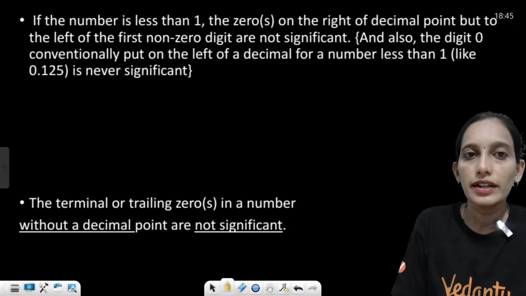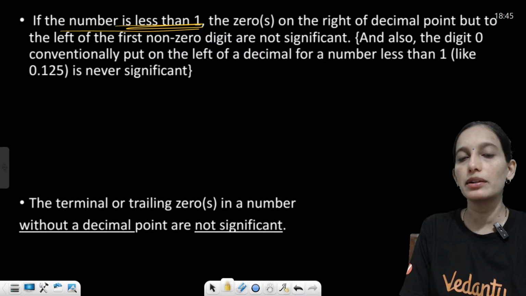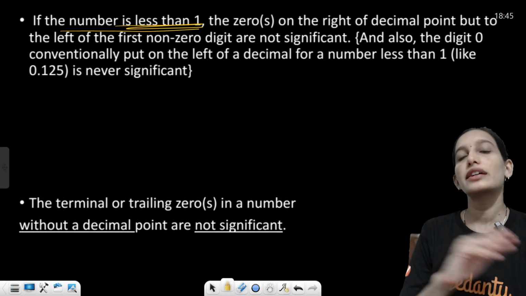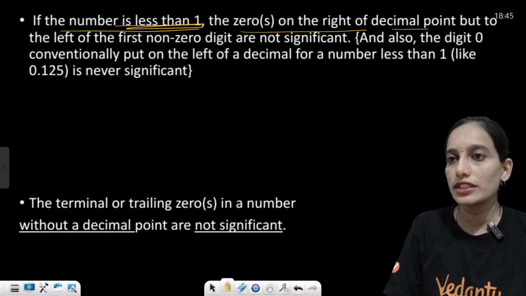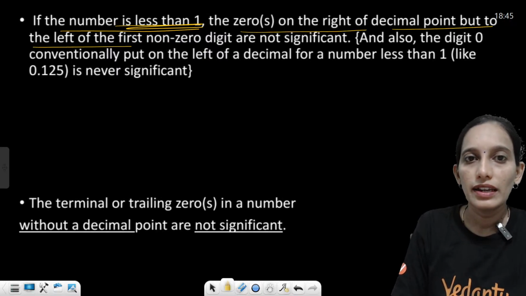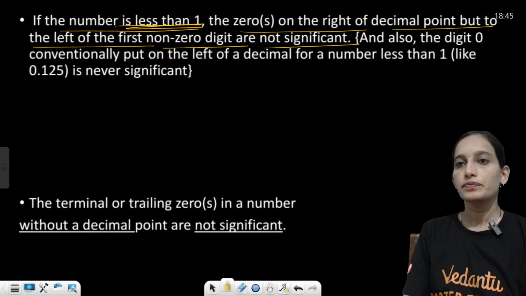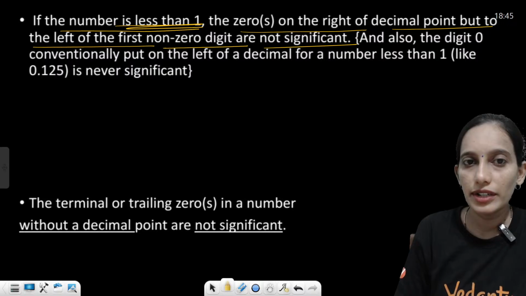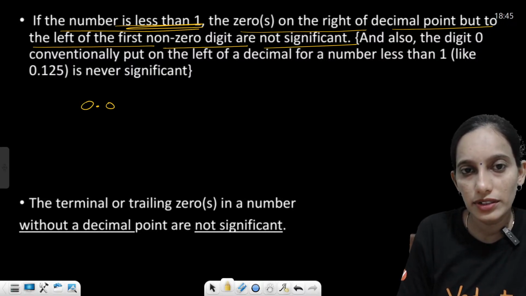Okay, next is if the number is less than 1. So this is very important. This is applicable if the number is less than 1, something like 0 point something. The zeros on the right of the decimal point but to the left of the first non-zero digit are not significant. Let's take an example and explain. Let me say it is 0.00125.